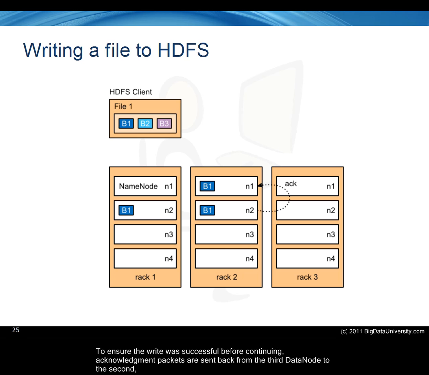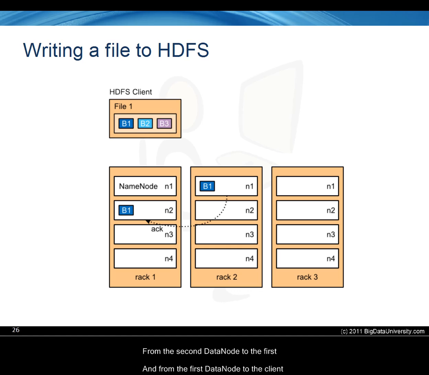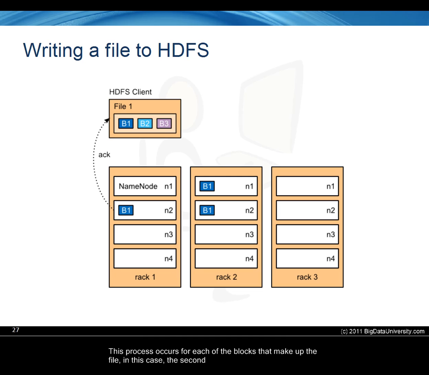To ensure that the write was successful before continuing, acknowledgement packets are sent back from the third data node to the second, from the second data node to the first, and from the first data node to the client. This process occurs for each of the blocks that make up the file, in this case, the second and the third block. Notice that for every block there is a replica on at least two racks.